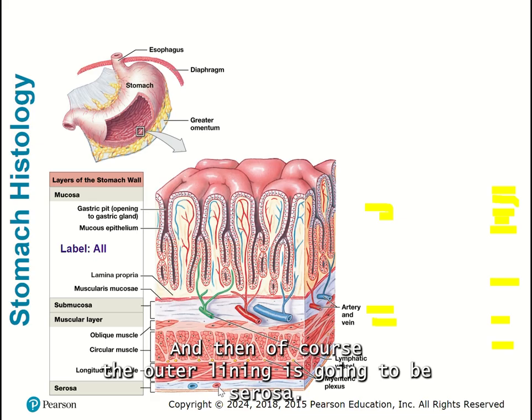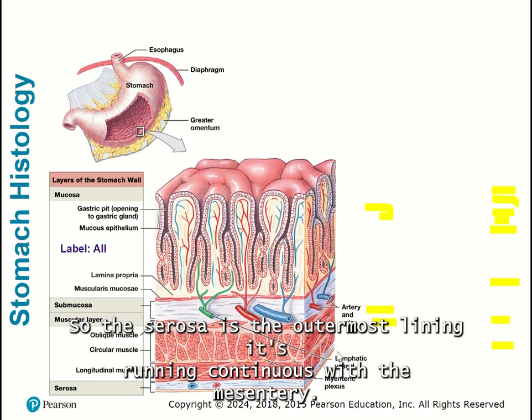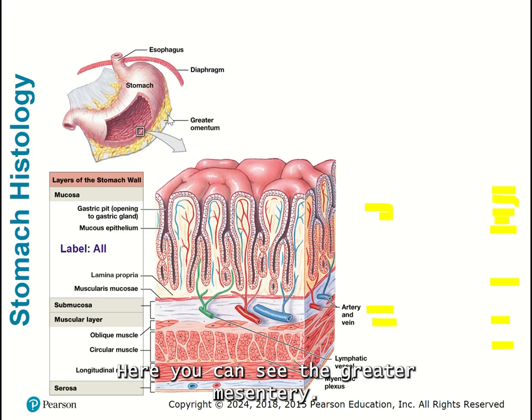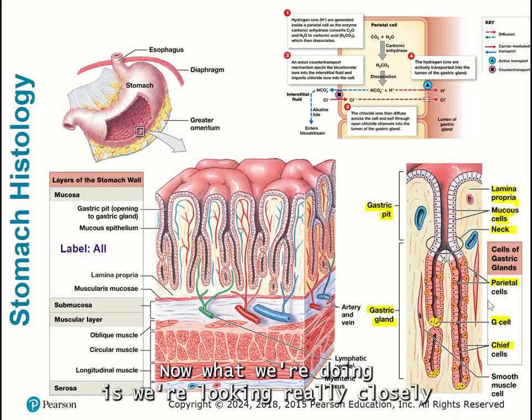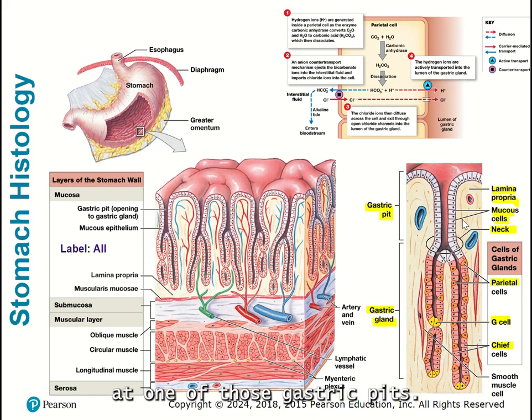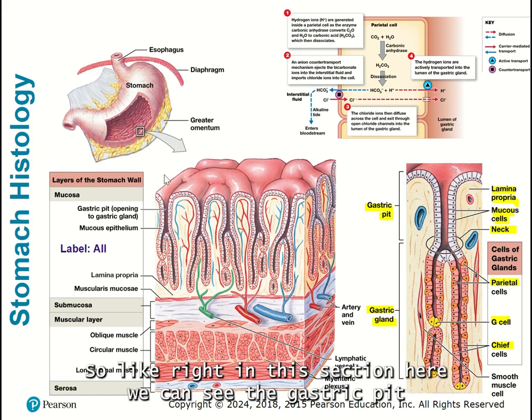And then, of course, the outer lining is going to be the serosa. So the serosa is the outermost lining. It's running continuous with the mesentery. Here you can see the greater mesentery that's going to be draping from the stomach all the way down in front of the abdomen. Now what we're doing is looking really closely at one of those gastric pits, like right in this section here.